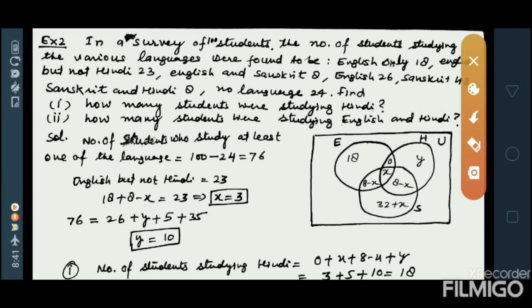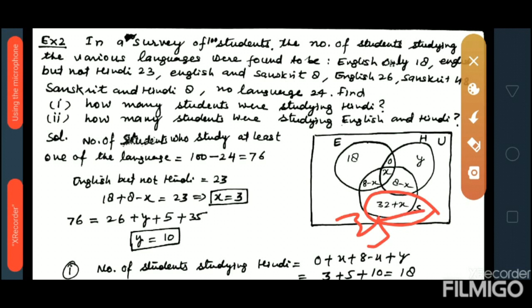Now move to another. English is 26 total. Total Sanskrit is 48. So this is 32 plus x, and after putting x equal to 3, this will be 35. Hindi.